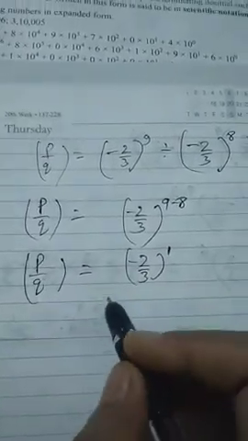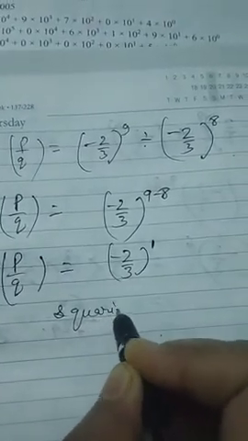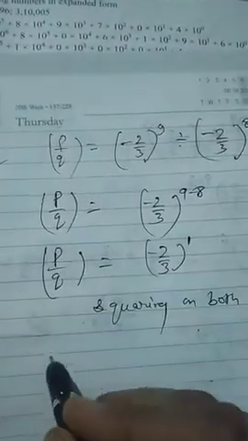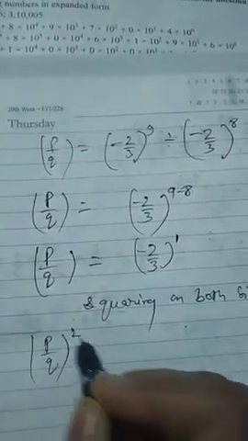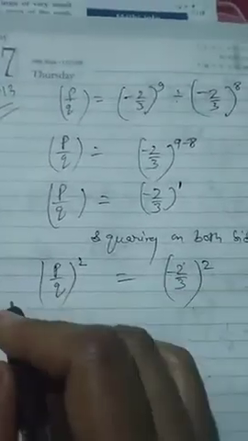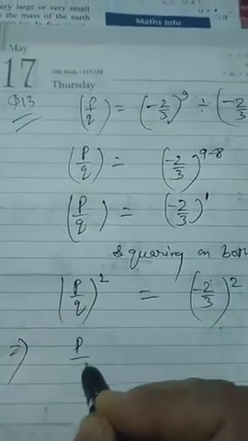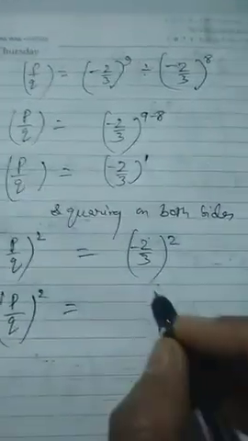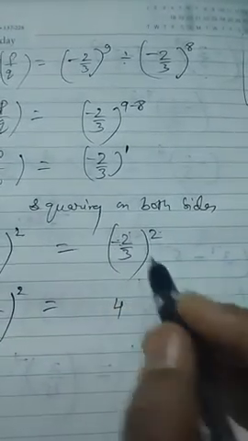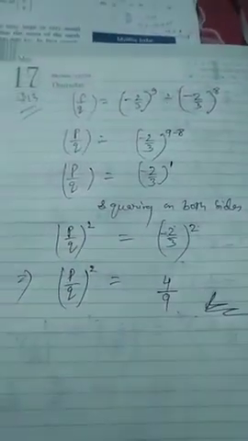But we have to find the value of P by Q square. So squaring on both sides. We will do the squaring on both sides. You know the maths rule, we have to do it on both sides. If we are doing anything, we have to do it on both sides to maintain the equality. Now P by Q to the power 2, and here power 2 means 2 2s are 4, and minus minus is plus, and 3 3s are 9. So its answer will be 4 by 9.